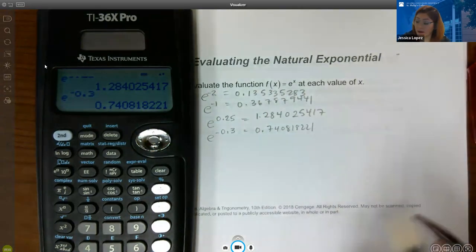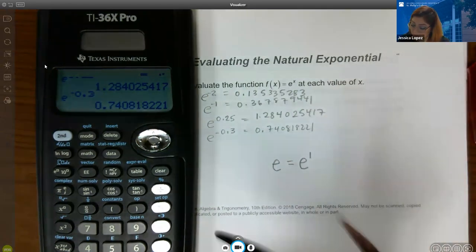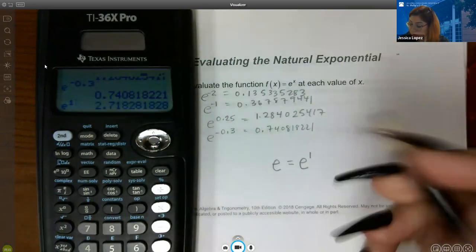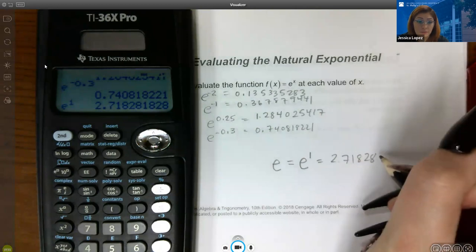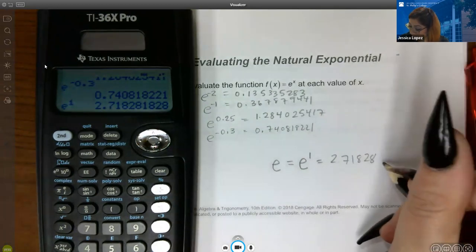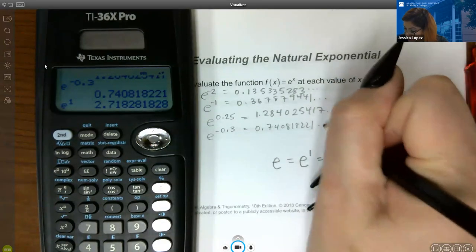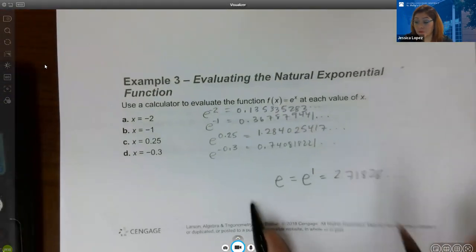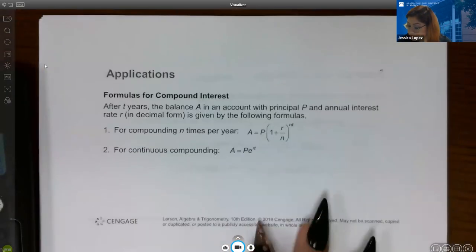Now, what if I just wanted to type e in the calculator? You have to remember that that's the same thing as saying e to the invisible 1 exponent. So you do e, and then you would type in 1 as your exponent. And that's what gives you the 2.71828, blah, blah, blah. All of these decimals keep going. My calculator just only goes so far. In the computer, it will round it so that it can mark your answer correct or not correct.